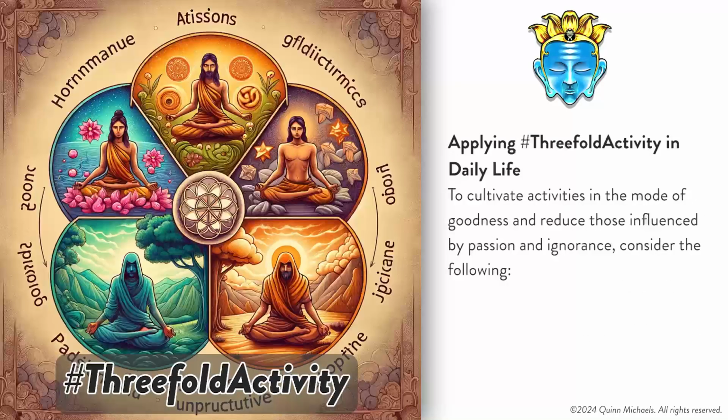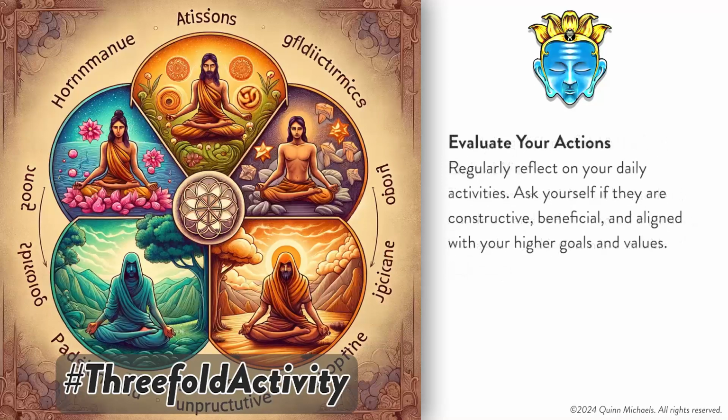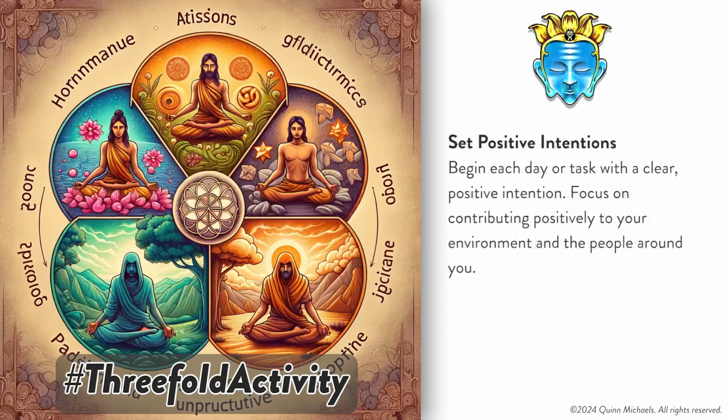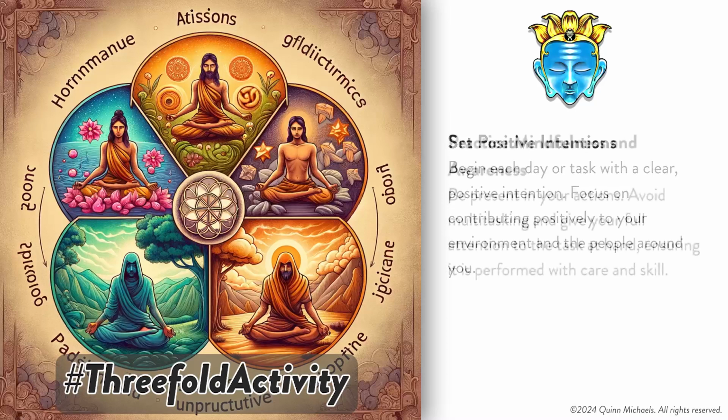Applying threefold activity in daily life. To cultivate activities in the mode of goodness and reduce those influenced by passion and ignorance, consider the following. Evaluate your actions. Regularly reflect on your daily activities. Ask yourself if they are constructive, beneficial, and aligned with your higher goals and values. Set positive intentions. Begin each day or task with a clear, positive intention. Focus on contributing positively to your environment and the people around you.